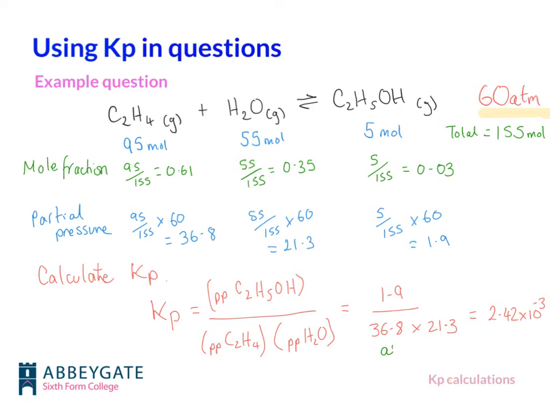Just need to quickly work out the units. So we've got atmospheres on the top divided by 2 lots of atmospheres on the bottom. So one cancels out on the top and the bottom, so we end up with atmospheres to the minus 1. So it's going to be 2.42 times 10 to the minus 3 atmospheres to the minus 1.